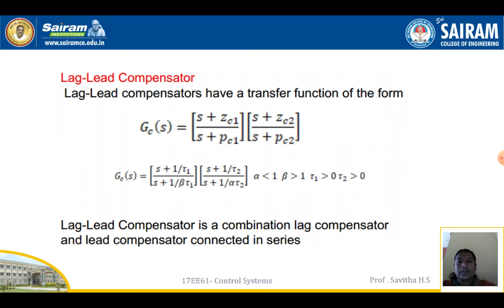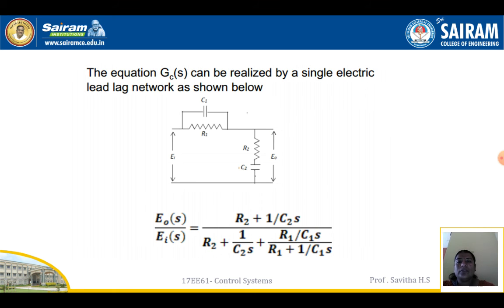Lag lead compensator. Lag lead compensator has a transfer function of the form GC of S is equal to (1 plus S by ZC1) divided by (1 plus S by PC1) into (1 plus S by ZC2) divided by (1 plus S by PC2). Lag lead compensator is a combination of a lag compensator and a lead compensator connected in series. So equation GC of S can be realized by a single electric lead lag network as shown in the figure. R2 and C2 are in series, R1, C1 are in parallel.